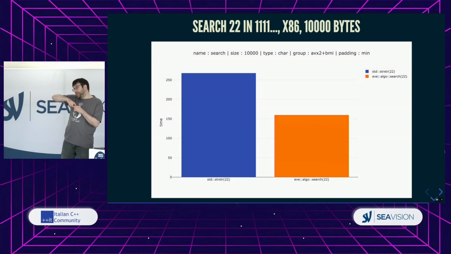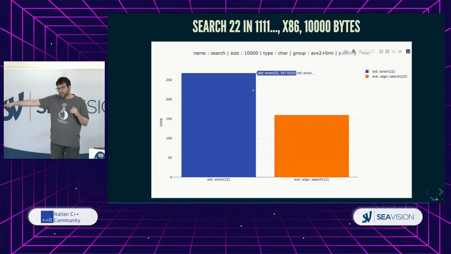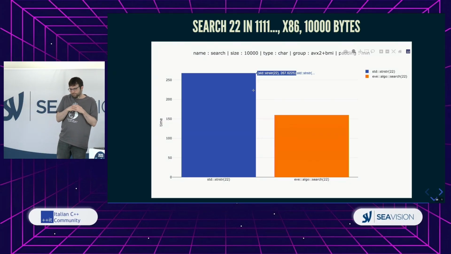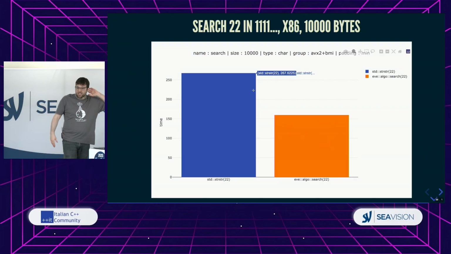For 10,000 bytes, Eve becomes twice as fast compared to str. So this is 10 times more elements. And the startup stops mattering, and we just beat str. It's very simple. str uses 16-byte registers. We use 32-byte registers. We just have twice as big registers. I don't know why there's no implementation with 32-byte registers.